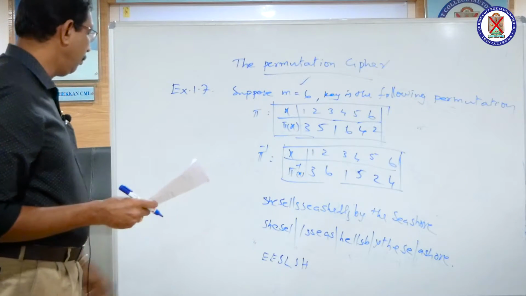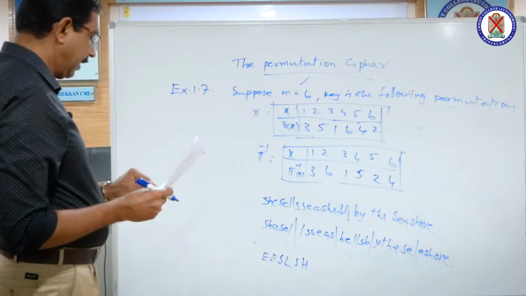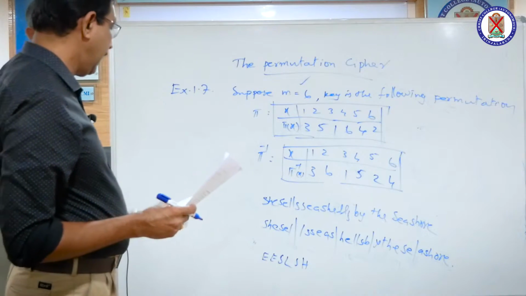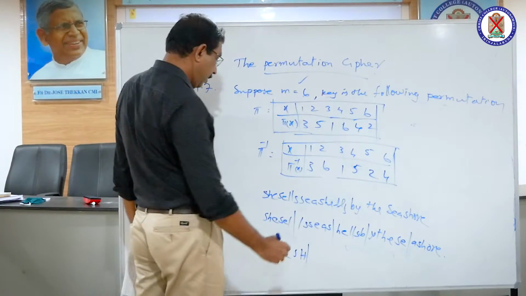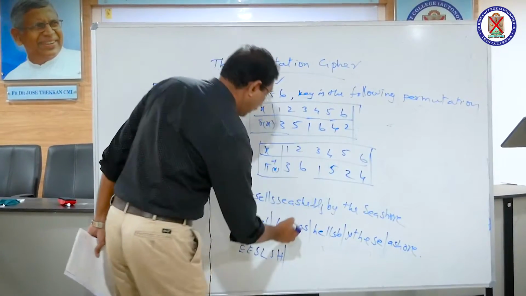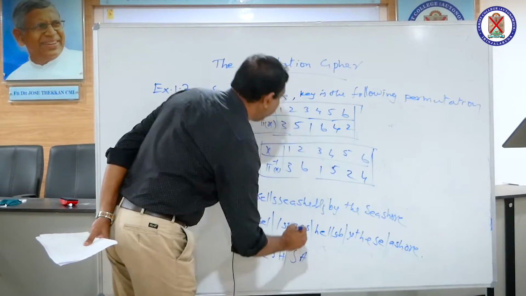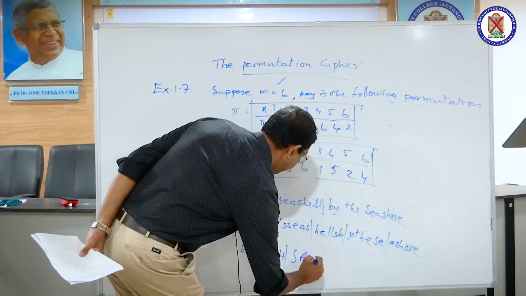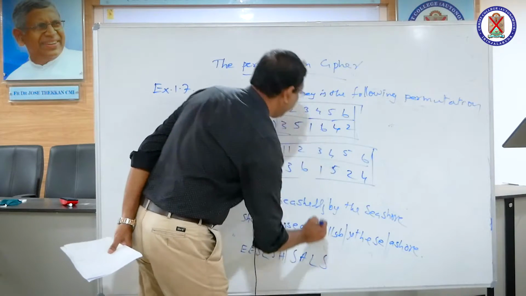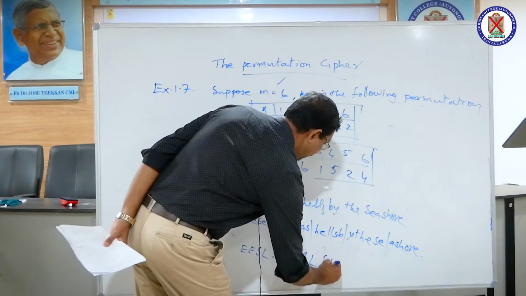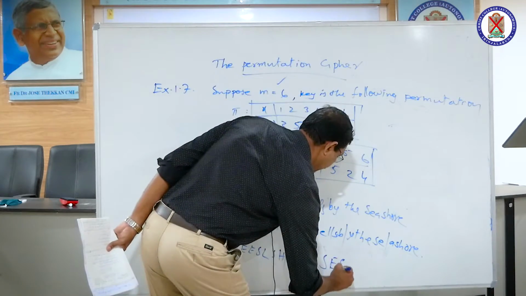Therefore, the first group is decrypted as ESSLSH. We can do the same for the second group as well. The first element is mapping to the third element, that is S. The second element goes to the 5th element, that is A. The third element goes to the first element, that is L. The fourth element goes to the 6th element, that is S. The fifth element goes to the 4th element, that is E, and the sixth element goes to the second element, that is S.